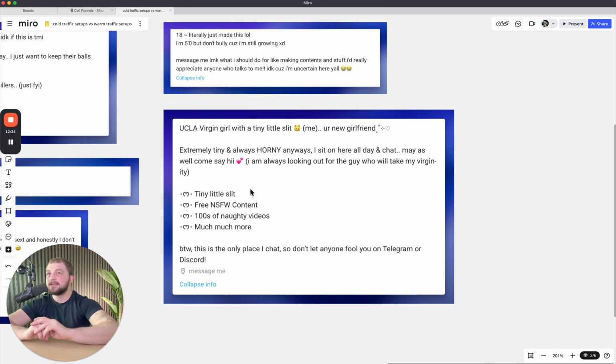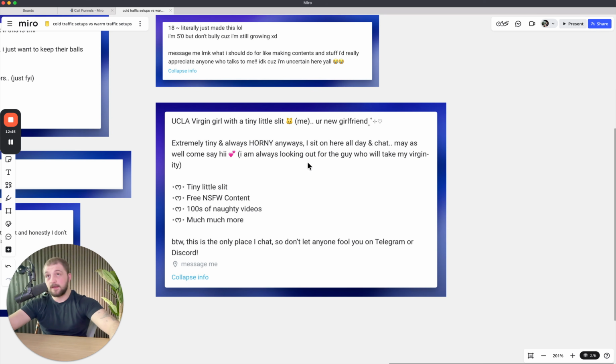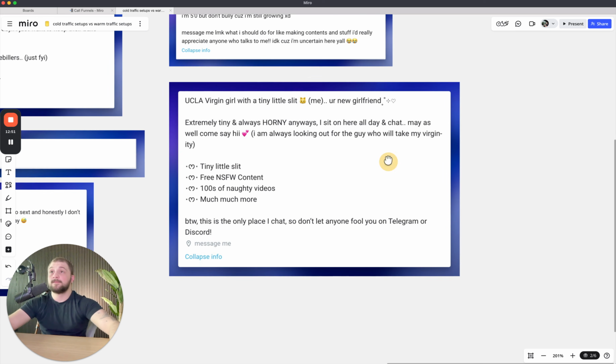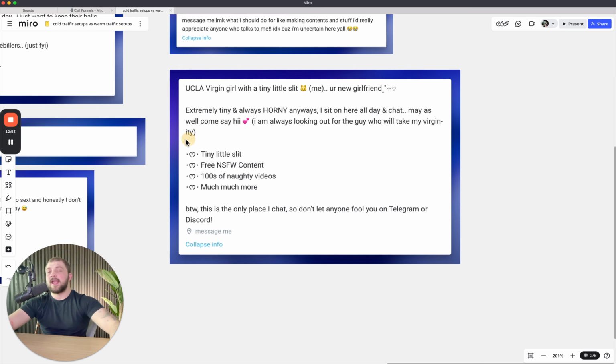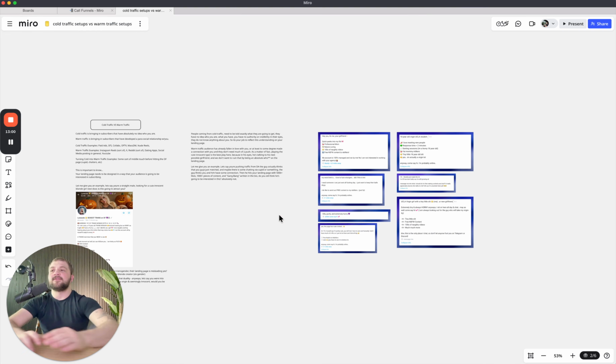And so you can see, since it's cold and warm traffic, my hook is cold, warm, cold, warm. Extremely tiny and always cold. I sit on here all day and chat, warm. I am always looking out for the guy who will take my cold/warm, and then cold, cold, cold, cold, warm. Okay. So anyway, the point is you need to identify exactly where your traffic is coming from, and then based off where your traffic is coming from, develop bios to reflect that.